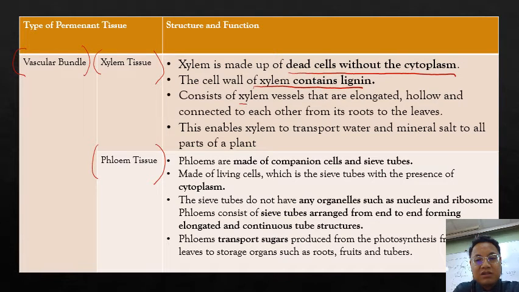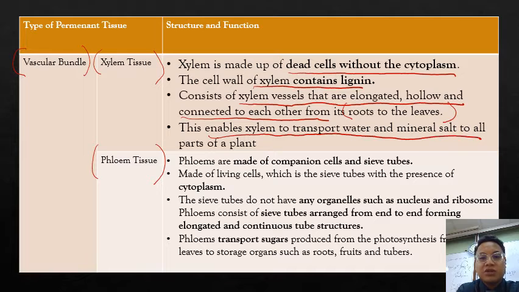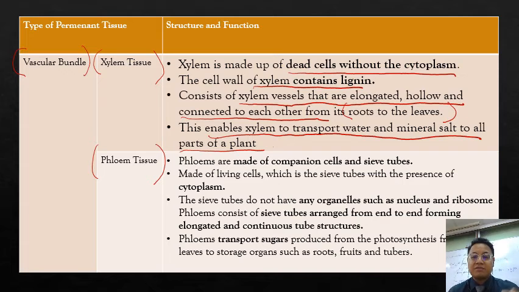Xylem vessels are also elongated, hollow, and connected to each other from the root to the leaves. They form a very long, hollow, and connected tube. This tube enables xylem to transport water and mineral salt to all parts of the plant. Meaning that xylem tissue serves two purposes. One is to provide mechanical support, because its cell wall has lignin. The second function is to transport water, because they have a hollow, elongated, and connected tube.